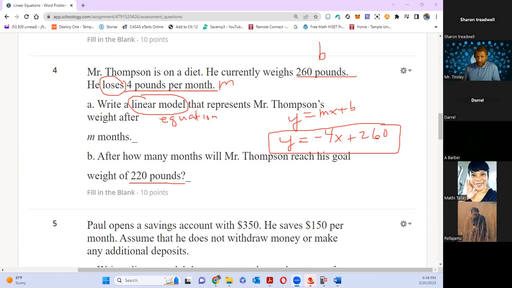Again, what's important? When you go to these word problems, understand what's changing, what's not changing. When you see that word per, loses 4 pounds per month, that means the first month I lost 4, second month I lost another 4, third month I lost another 4. That changes because whatever month you're in is minus 4 times 1, that's the first month. Minus 4 times 2, that's my second month. That term is changing. It's variable. That will give you a clue.